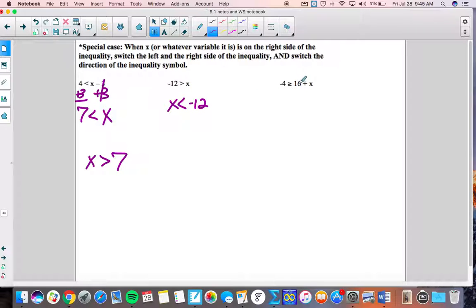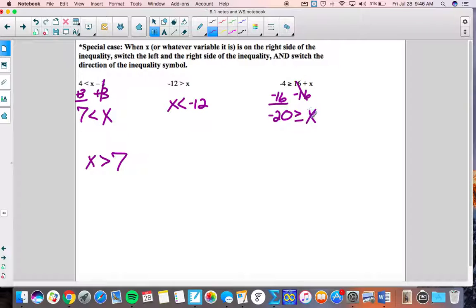Last but not least, here x is on the right side of the inequality. It's being added to by 16, so we'll subtract 16. Now I'm taking away 16, it's a negative, but I'm not multiplying or dividing by a negative. So when I bring down my simplified inequality here, I'm not going to flip the direction of the inequality. I'm just going to bring it straight down.